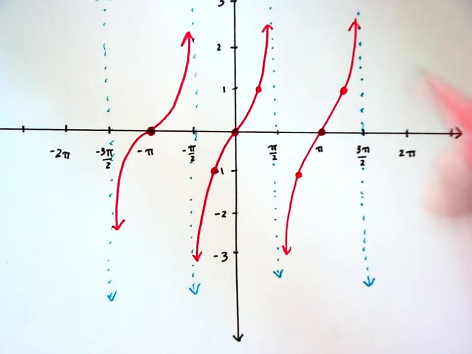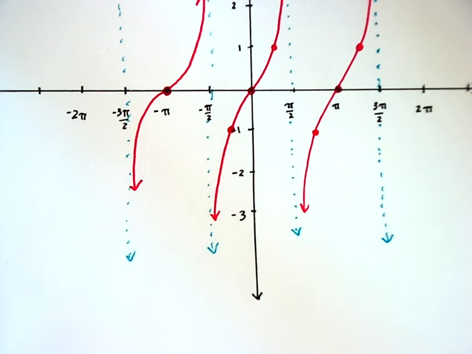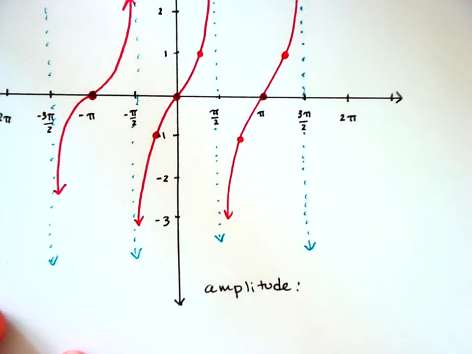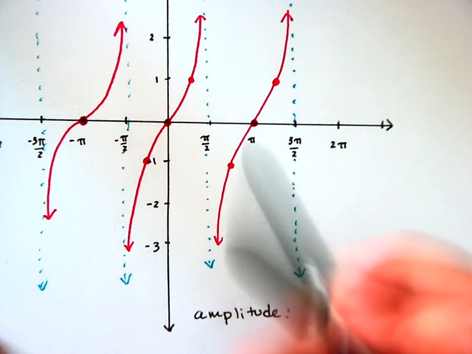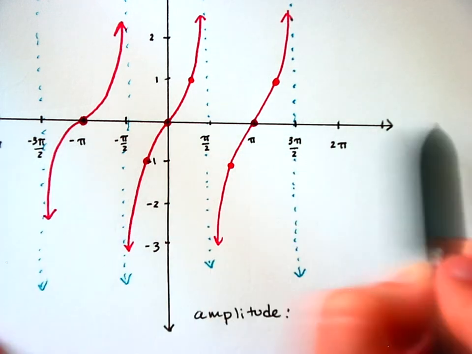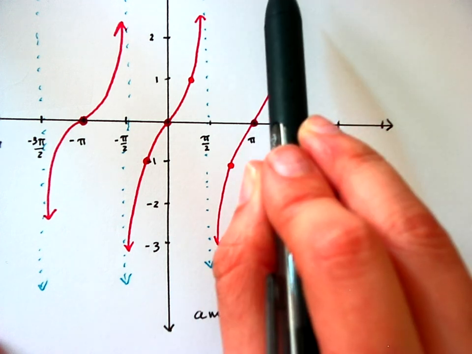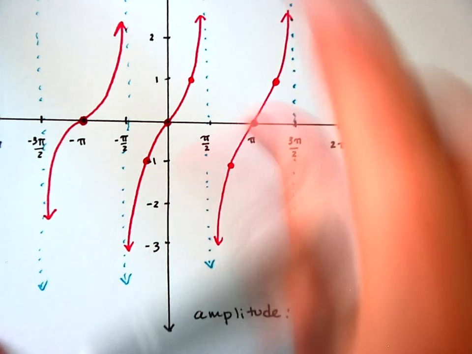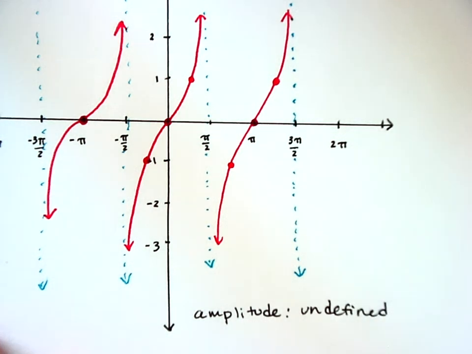So just like we did with sine and cosine, let's just quickly talk about what our amplitude is and what our period is. Okay, so the first one is our amplitude. Let's talk about how far these graphs go up and how far they go down from, remember, our midline right here, which is our x-axis. Well, this is going to continue forever in the positive direction, and this is going to continue forever. So it's never going to end. We can't actually measure how far up or down it goes. So this is undefined. We don't really have an amplitude.